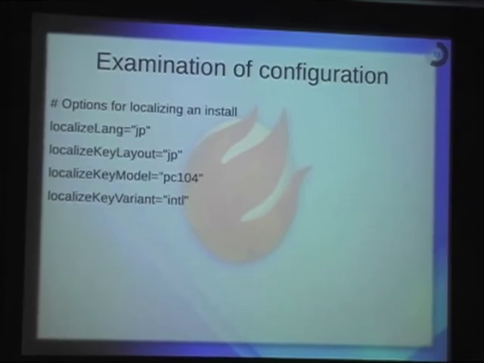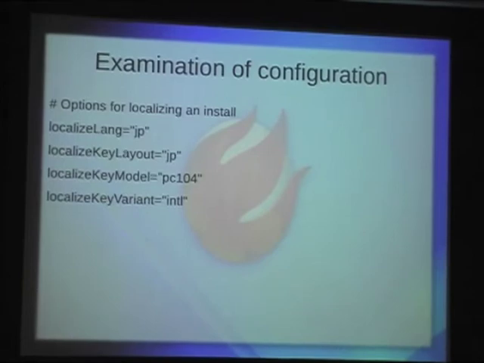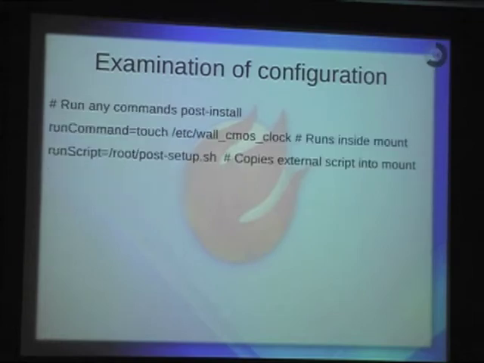And then our localization options. This will probably be more applicable to installing PC-BSD because some of this is for X, but you can localize your language here, and this will set that up on the console as well as for X if it's available. Your keyboard layouts, your models, your variants, that can all be specified here. And again, if you query the backend beforehand, you can see the list of what's available and just change that flag to what you're looking at installing with.